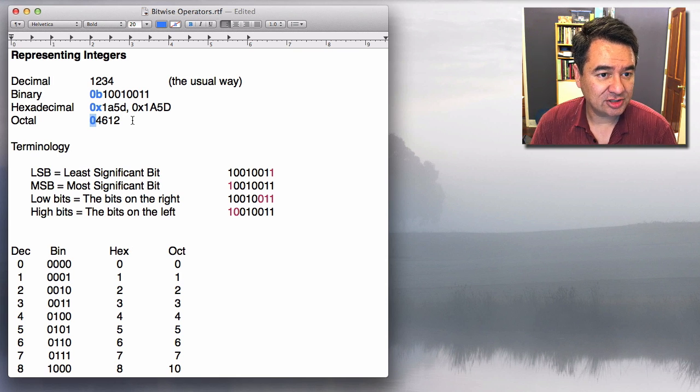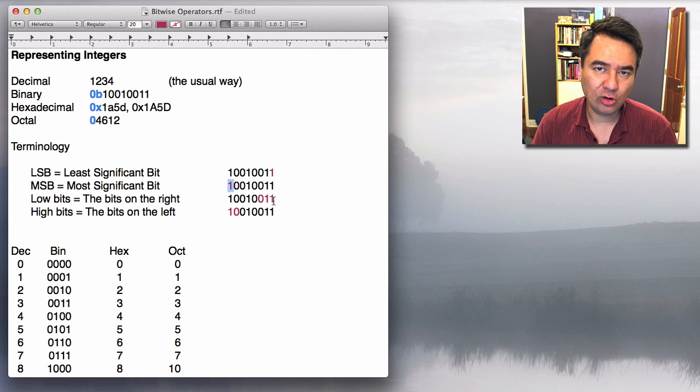There's some terminology you should know about. LSB, or least significant bit, is the bit that's all the way on the right-hand side of a binary number. That's because if you were to change this bit, it would change the value of the number by the least amount. The most significant bit is the one that's all the way on the left. If you were to change that bit, it would change the value of the number by a lot. So the significance of that bit is the most on the left-hand side and the least on the right-hand side.